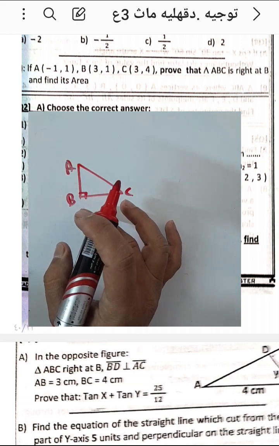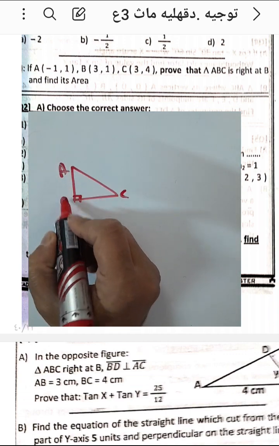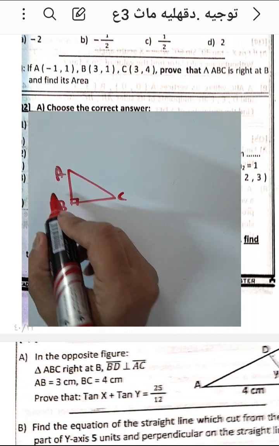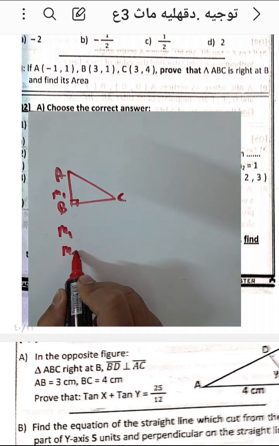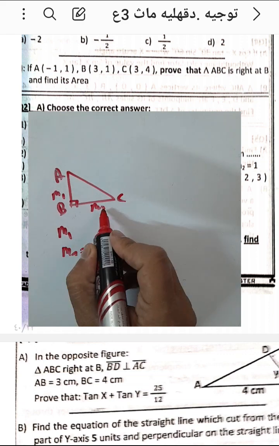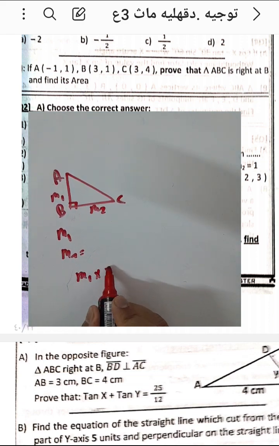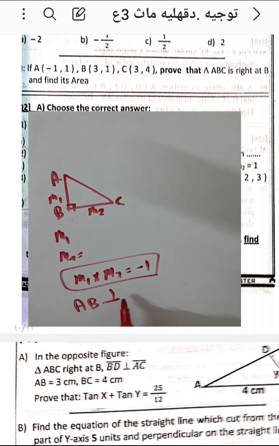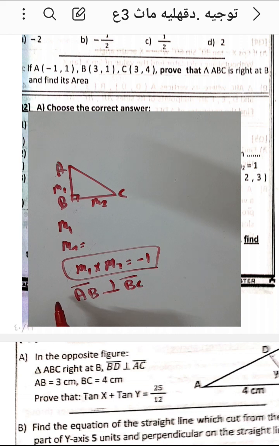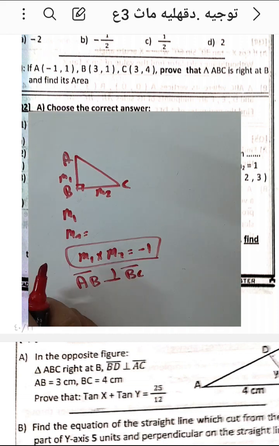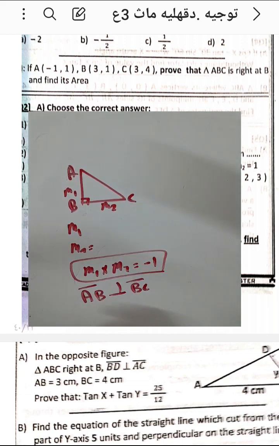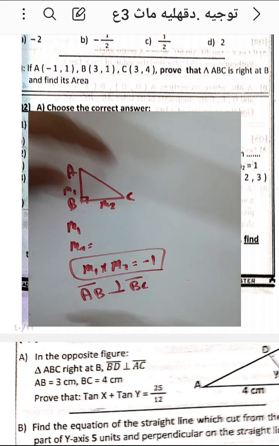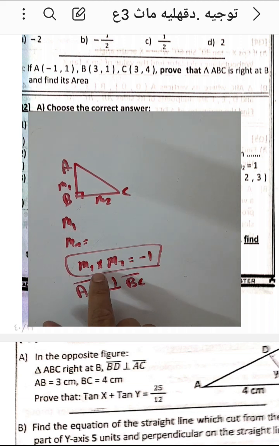So you must find the slope about AB. I will call it M1. M1 reverse to slope about this side AB. Okay, and M2 reverse to slope about BC. And if we found M1 multiplication by M2 equal negative 1, then AB will be perpendicular to BC. Understood? So in this example, to prove that this triangle, we call it right angle triangle, if the measure of angle B equal 90 degree or AB perpendicular to BC. So we can find by using the rule.